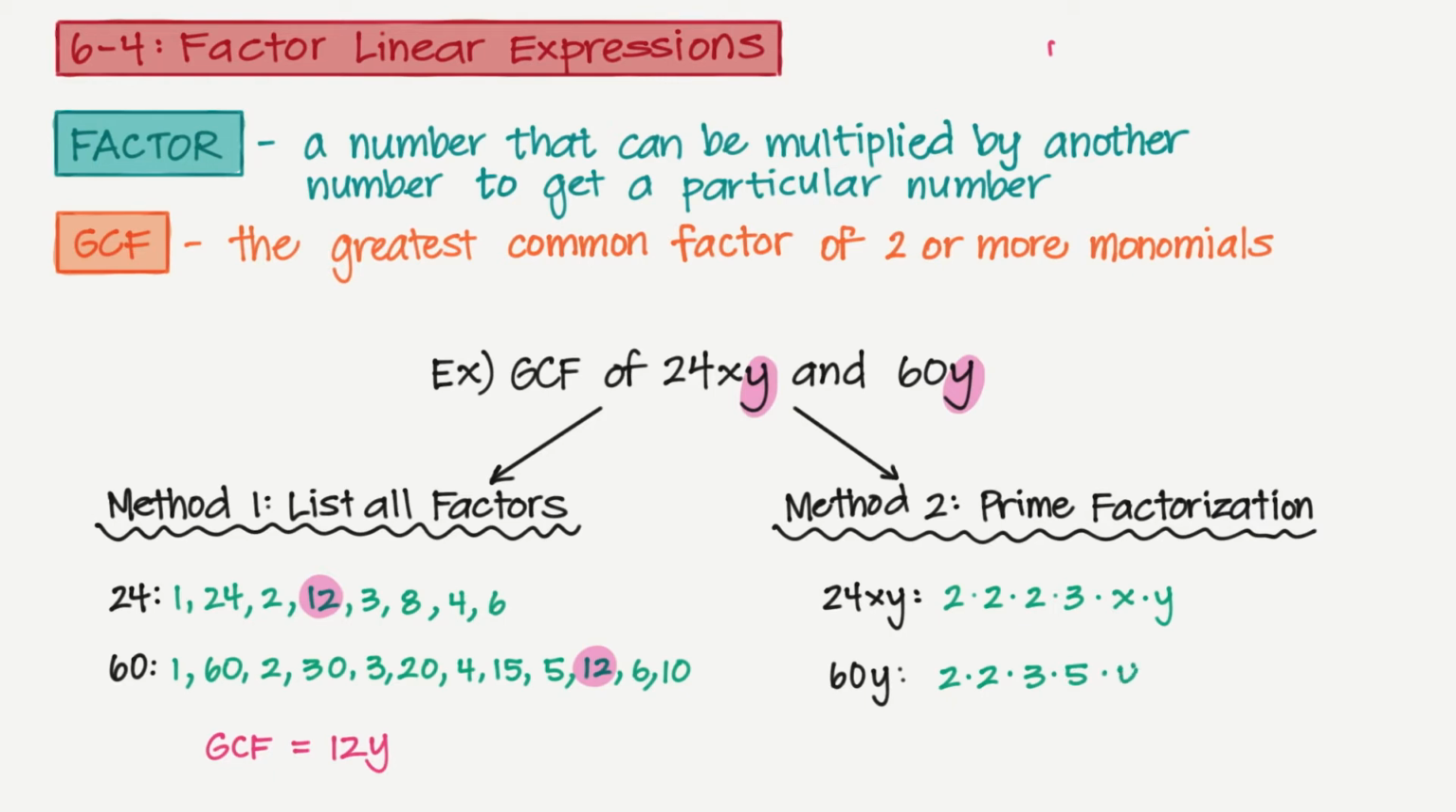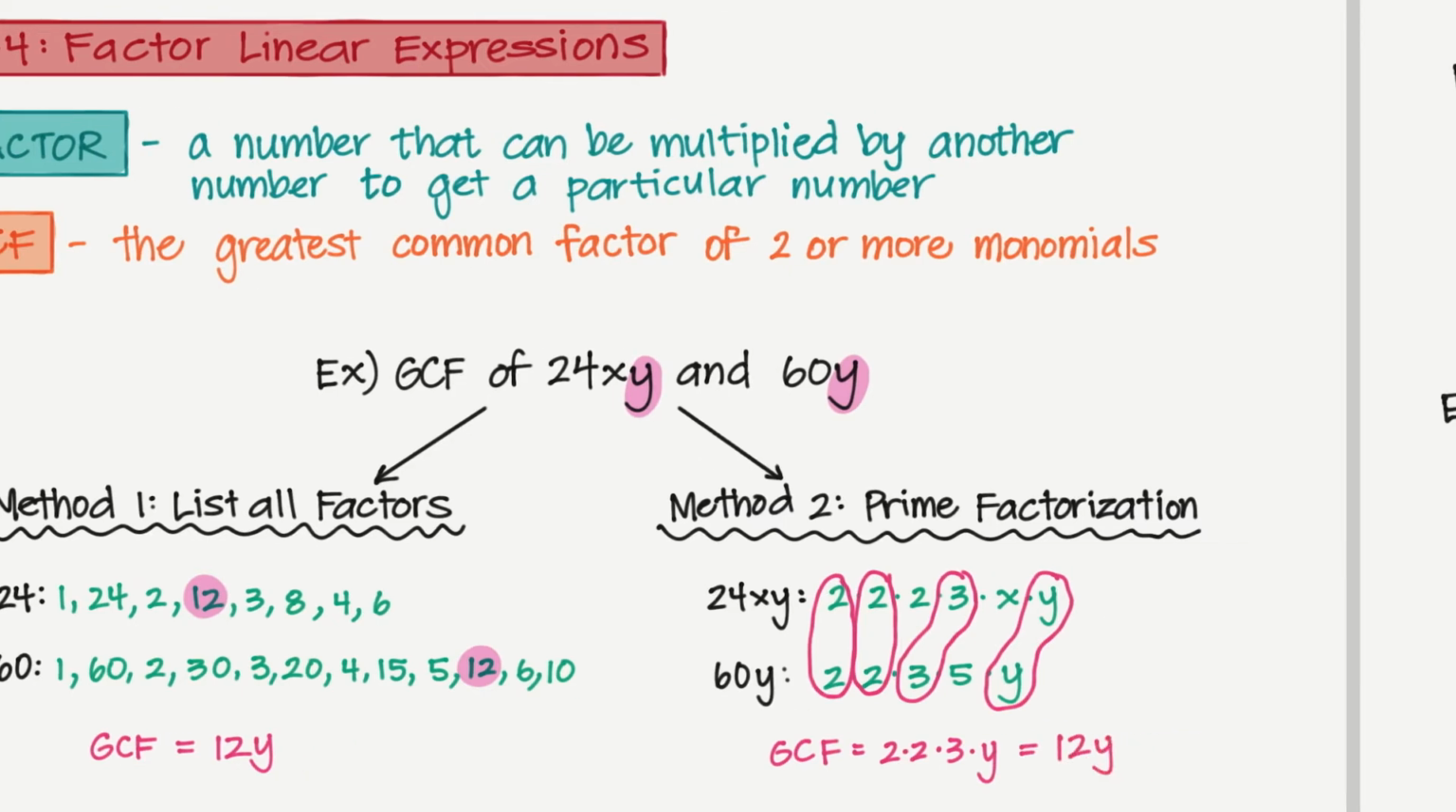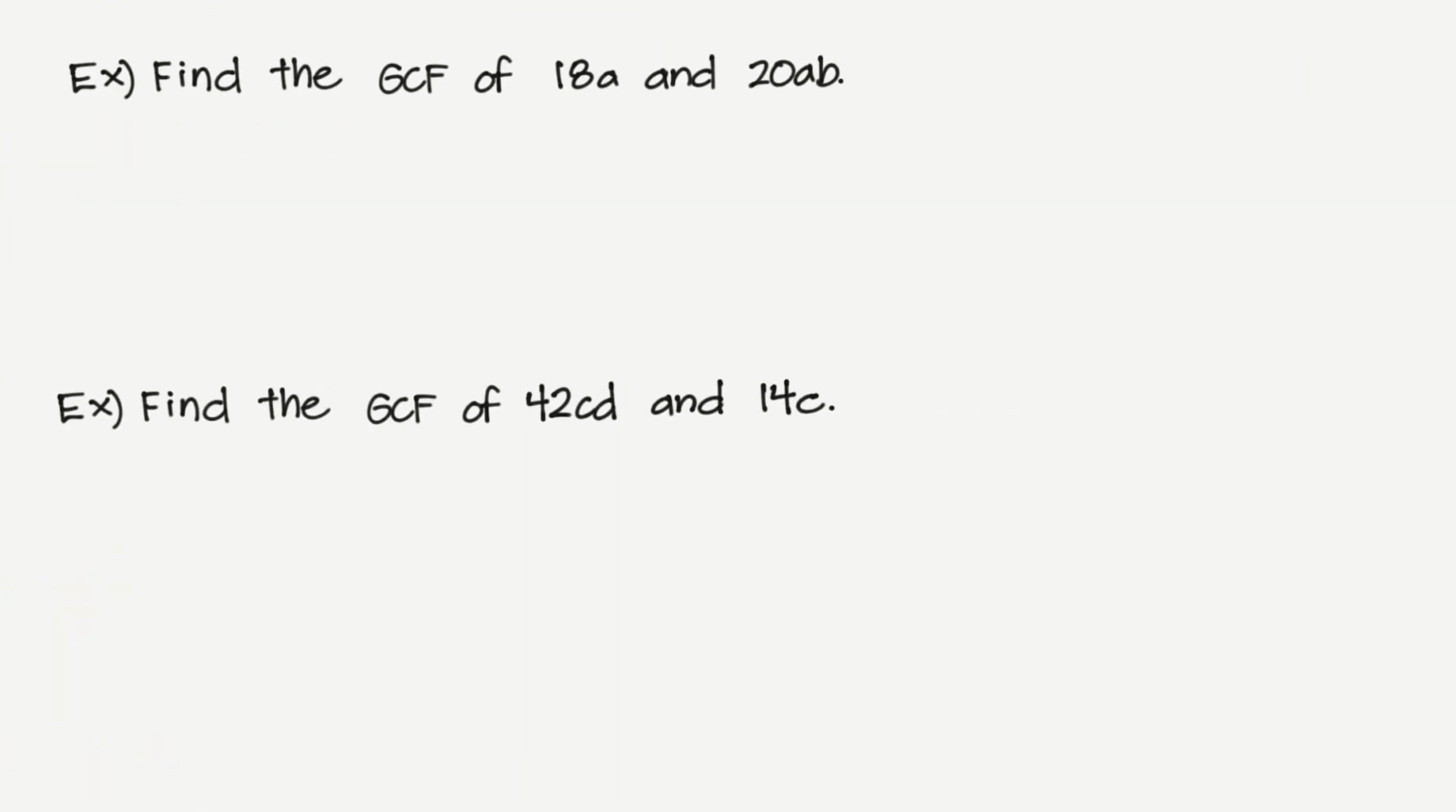So now that I've written out all the prime factors, I'm going to circle what they have in common. So they have a 2 in common, and another 2 in common, and a 3 in common, and a y in common. So the GCF, I would multiply all of those. So I have 2 times 2 times 3 times y, which again is 12y. So it's kind of up to you which method you want to use, but I like using the prime factorization, so that's what we're going to practice here.